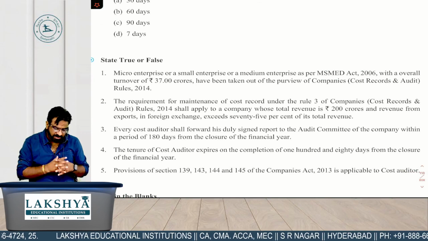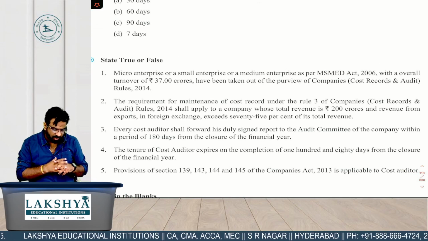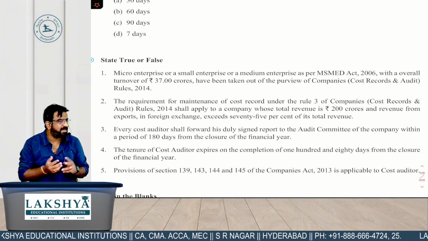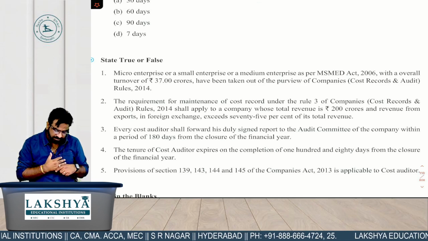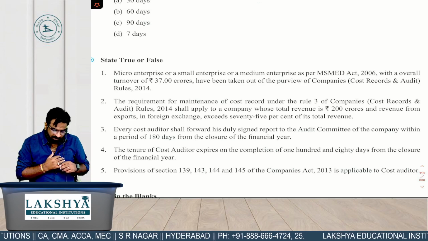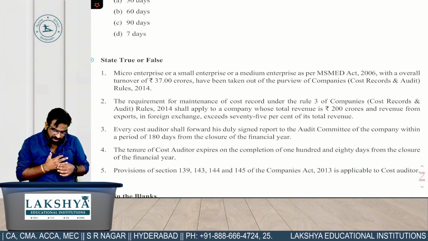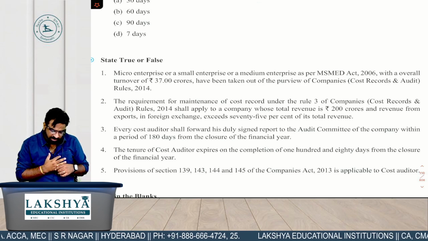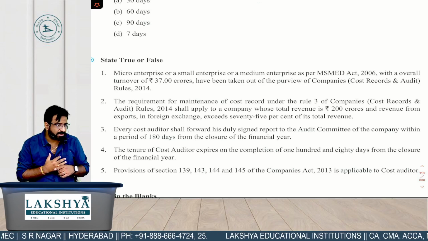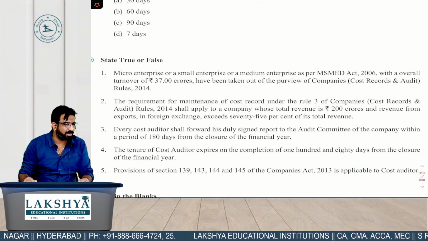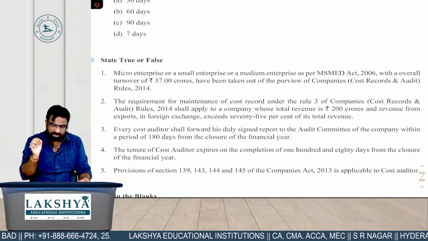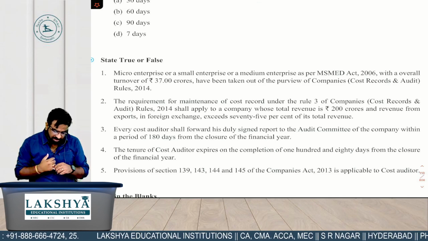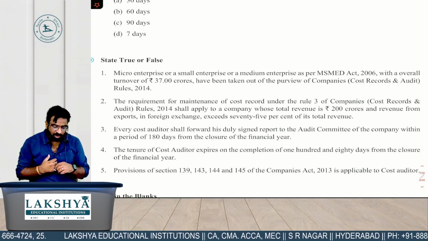Micro enterprise or a small enterprise or a medium enterprise with overall turnover of 37. Anyways, they are what? Exempted under rule number 3. Next one. Requirement for maintenance of cost records under rule 3 for the company's record shall apply to companies whose turnover is 200 crores or more. Cost records is never dependent upon what? 200 crores or more. Only how much is required? 35 crores or more.